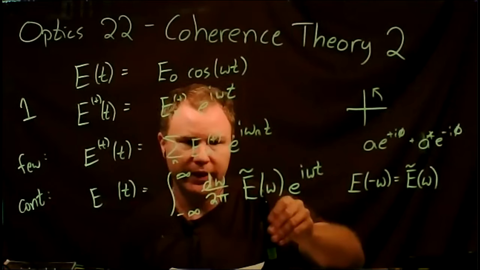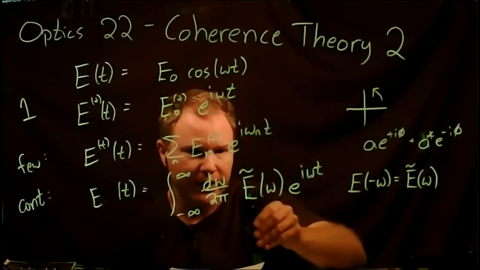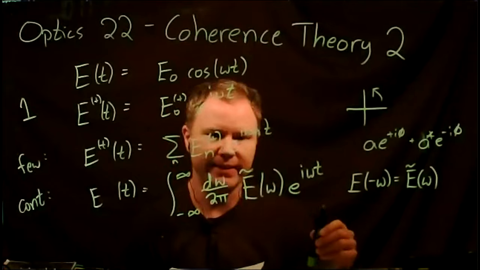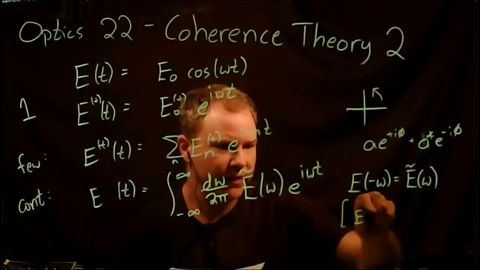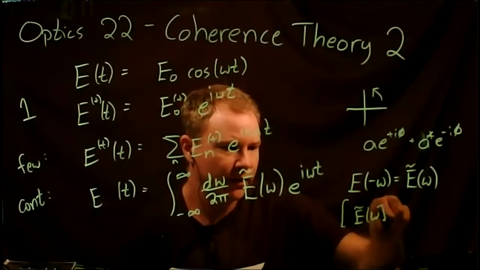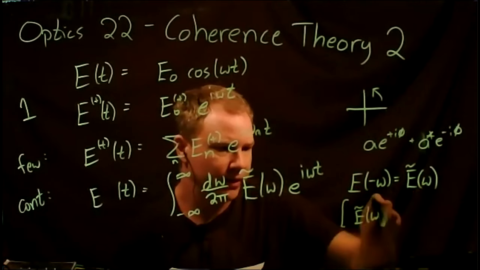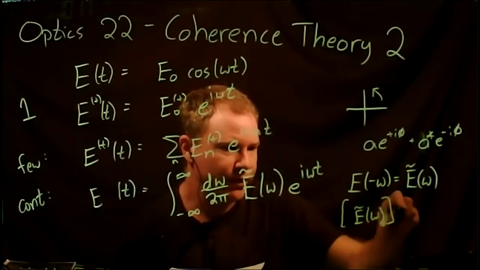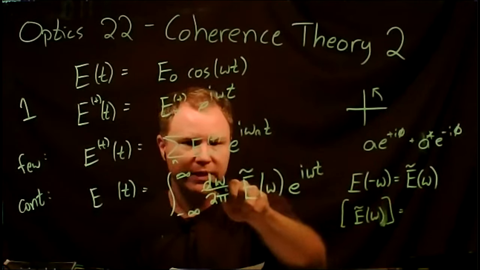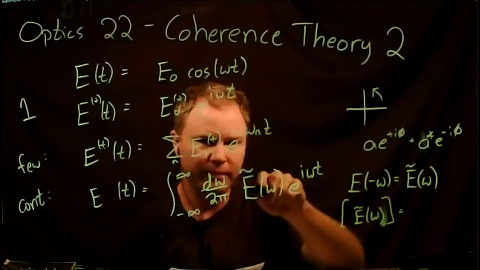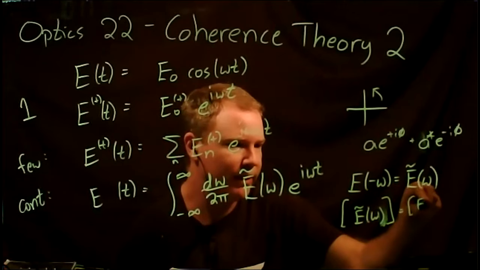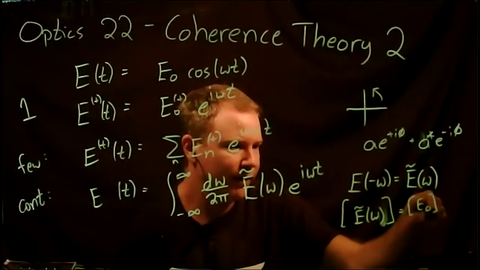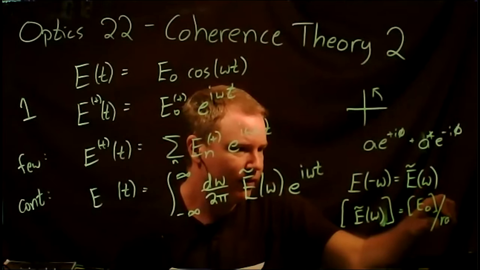When you have an integral like this, we're really talking about a frequency density here. So the units of E tilde of omega aren't quite the units of E. These are the units of E divided by hertz, or divided by radians per second. So these are the units of some E naught, say, divided by radians per second.